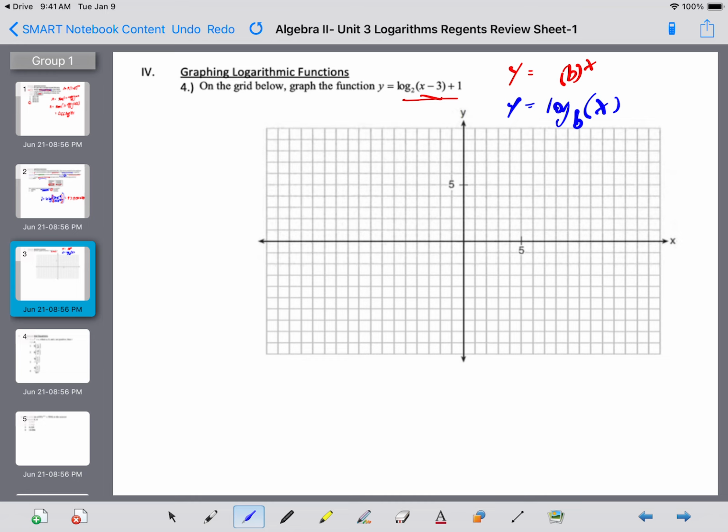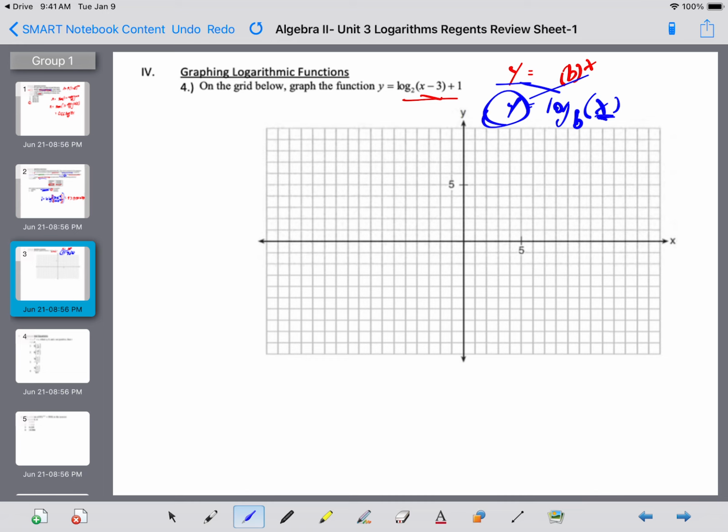Okay? But you switch the x and the y. So this x is actually your y, and this y is actually your x. So that y is just the exponent, right? That x is the output. Can an exponent give you a negative?